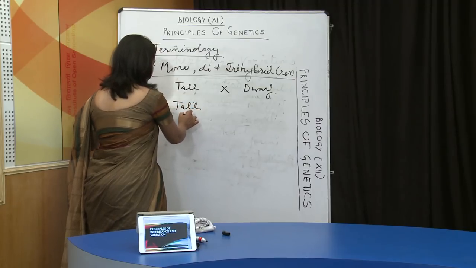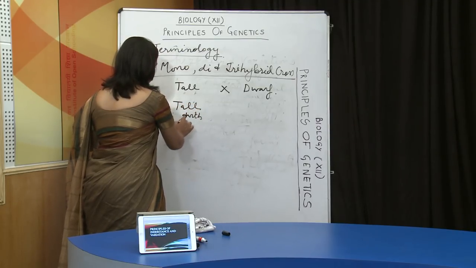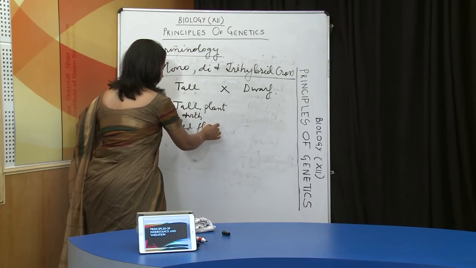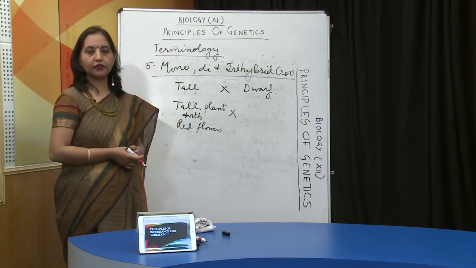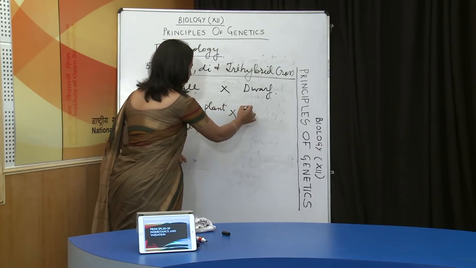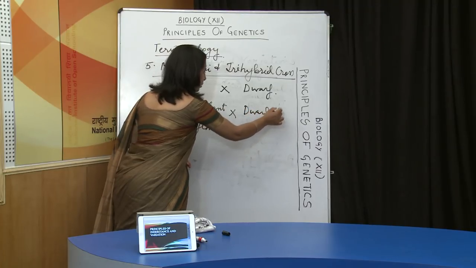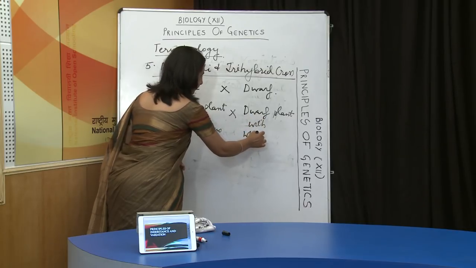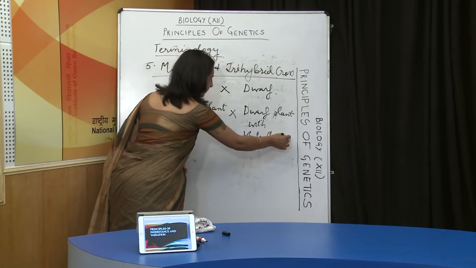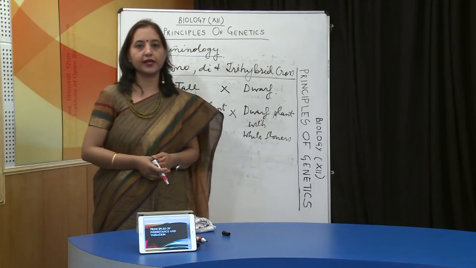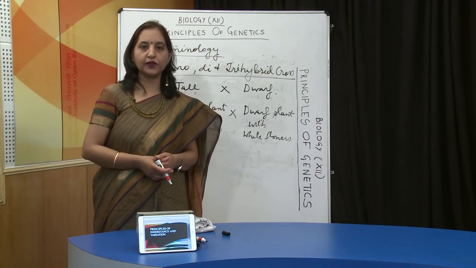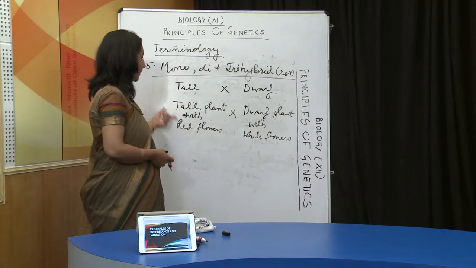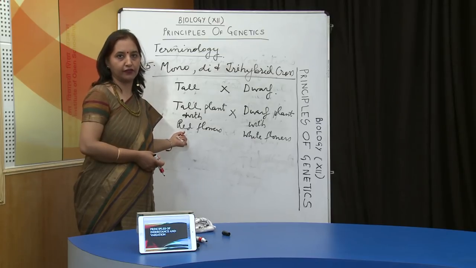A tall plant with red flowers, when crossed with a dwarf plant with white flowers, this is called a dihybrid cross, because we are taking two characters at the same time. One is the height of the plant and the other one is the color of the flower.